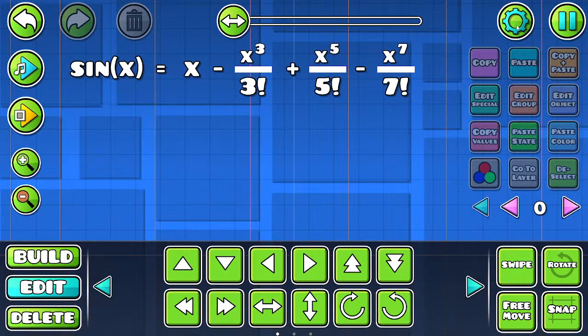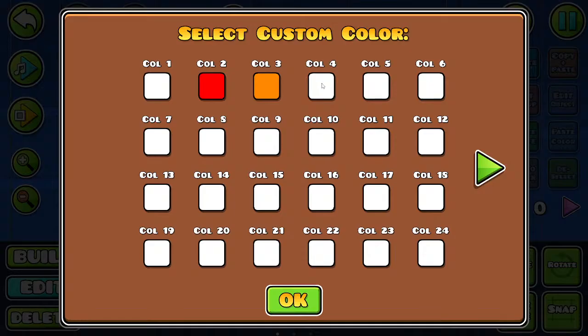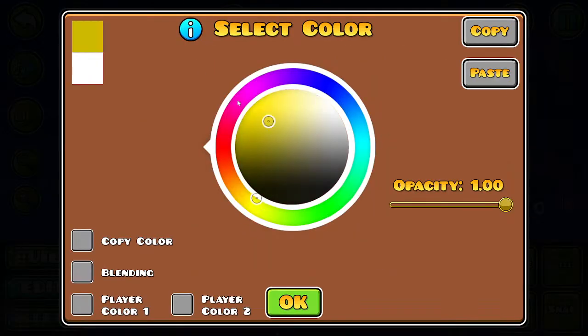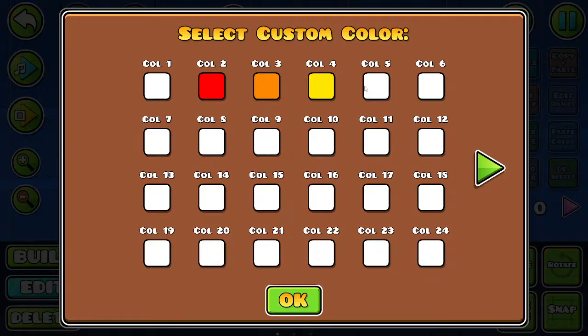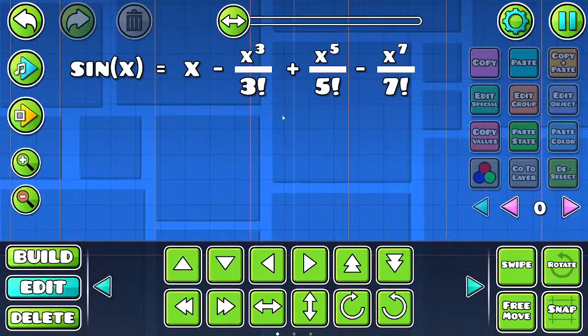I might have to color code the places because I am struggling really hard. So red's gonna be the ones place. Orange is gonna be the tenths place. Yellow's gonna be the 10,000ths place, and green is gonna be the thousandths place. I'm starting to struggle hard, not gonna lie. All right.